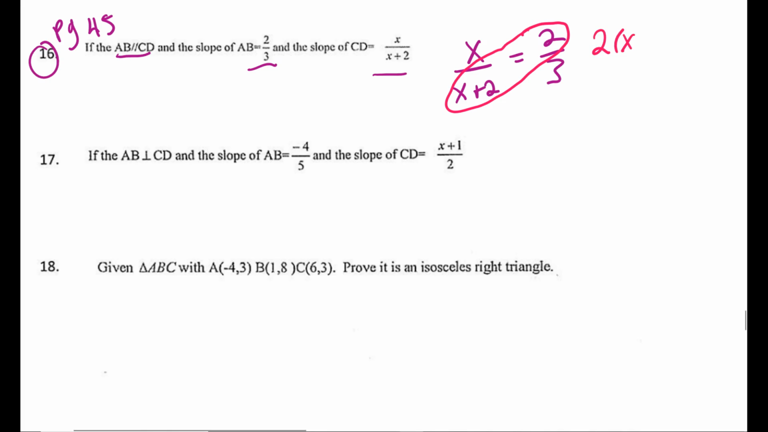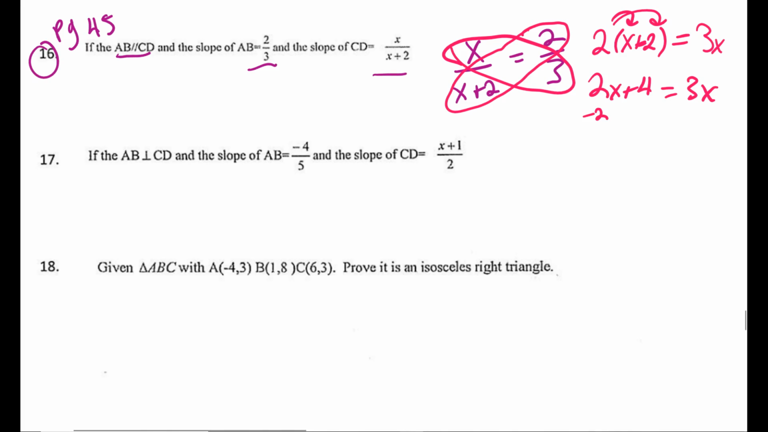And again, when I just have a fraction equal to a fraction, it's usually easiest to just cross multiply. So 2 times x plus 2 is equal to x times 3, or just 3x. I can distribute that 2 to get 2x plus 4 equals 3x. Subtract 2x and subtract 2x to get 4 is equal to x.